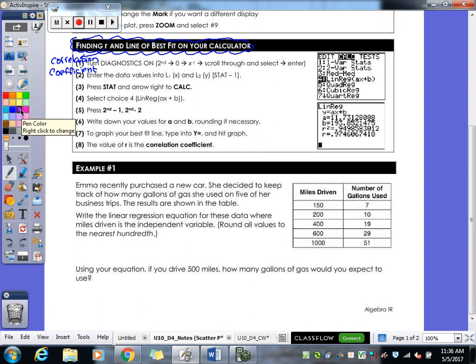So what we need to do is what we've been doing before. We're going to type into our list our L1, and we're going to have an L2 this time. L1 would be your miles driven. L2 would be your numbers of gallons used. So let's have you go ahead and type that into your calculator.